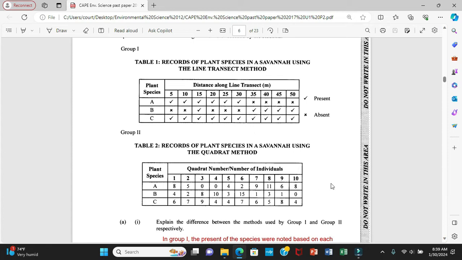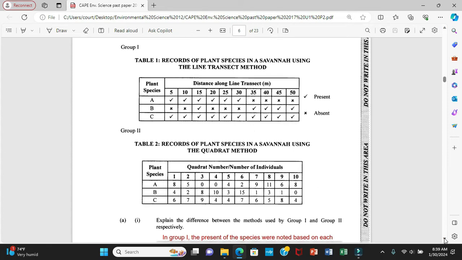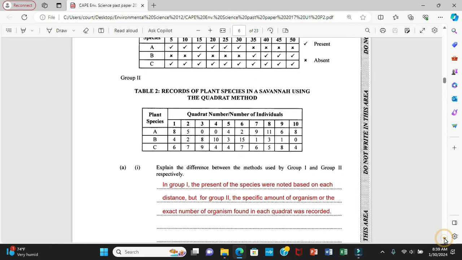Alright, the quadrat method. So a quadrat is used. In order to understand this question, you have to first know what a quadrat is. You have to get the experience of using a quadrat. If you don't, you have to go and look up what a quadrat is. Once you know what a quadrat is and how it is used, it gives more detail.